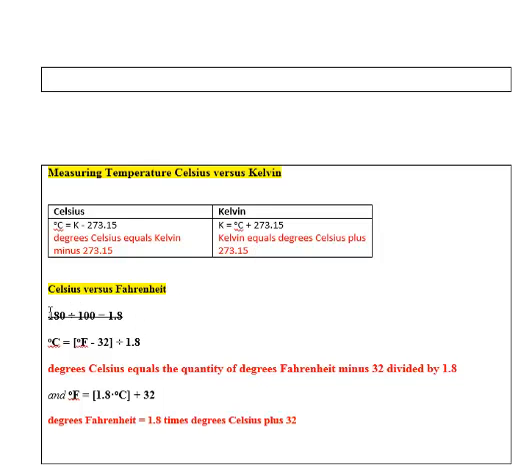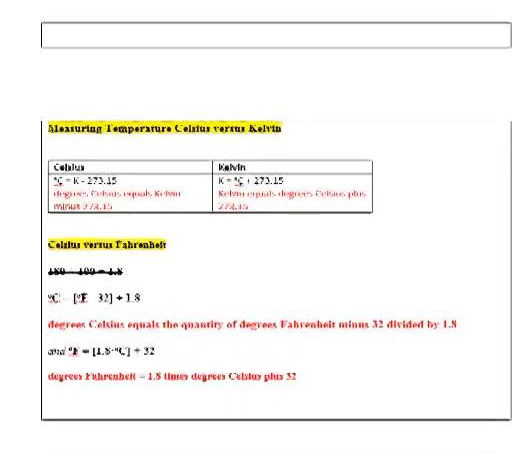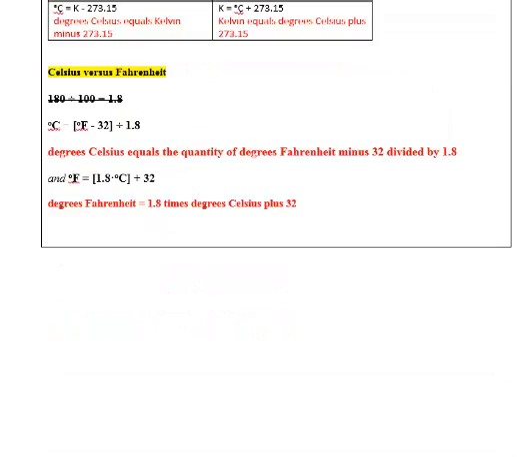Celsius versus Fahrenheit. Okay, I just totally got rid of this equation here. Just erase that. That's just confusing everything. Degrees Celsius equals the quantity of Fahrenheit minus 32, divided by 1.8. And degrees Fahrenheit equals 1.8 times degrees Celsius plus 32. Okay, so that takes us through Module 1.